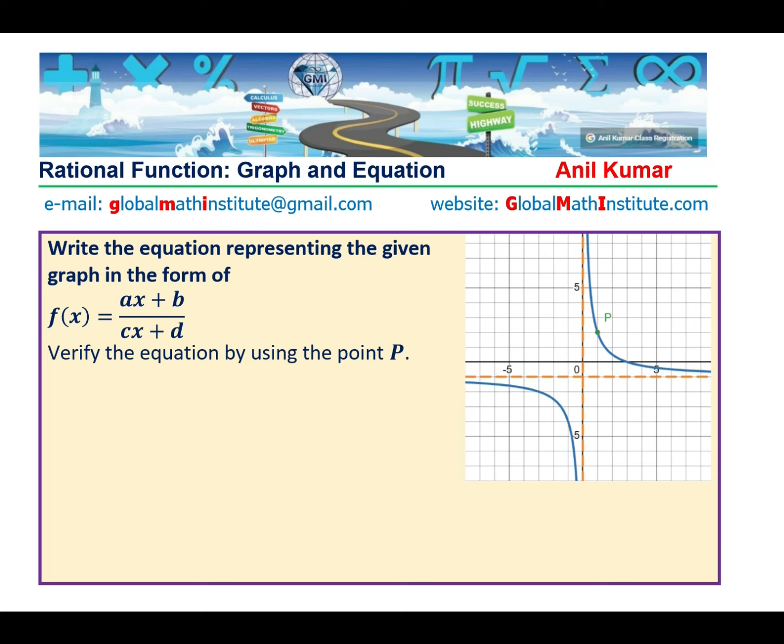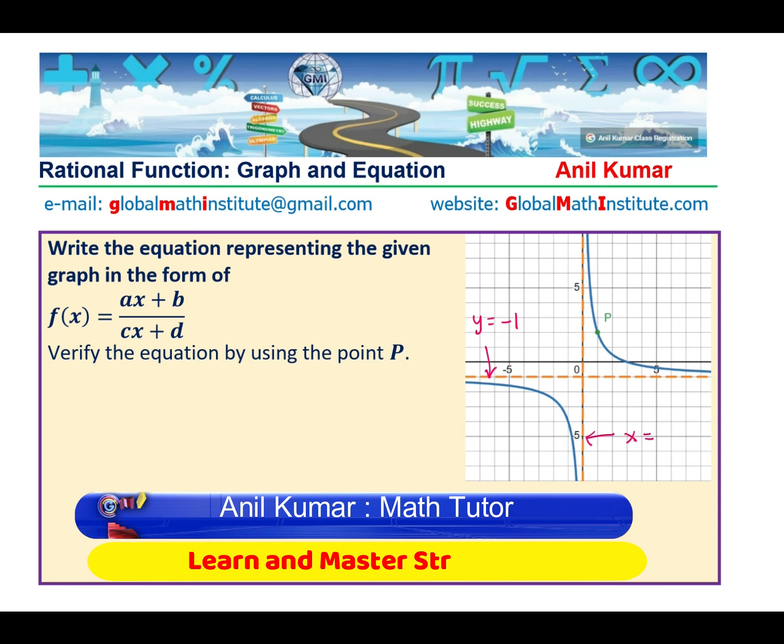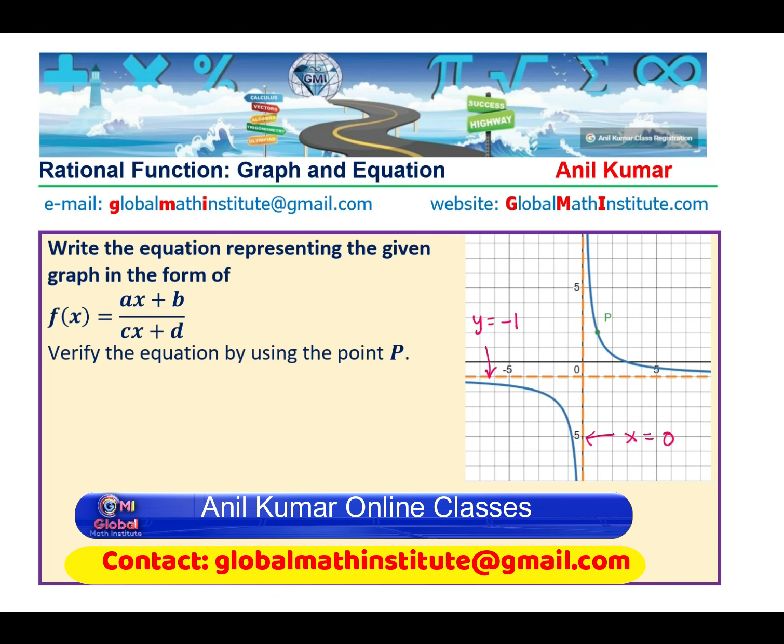So once again, we'll follow the same procedure. So we have a vertical asymptote here and the horizontal asymptote. We need to write their equations. Horizontal asymptote is y equals minus 1, and the vertical asymptote is x equals minus 1. Sorry, 0, right? x equals 0. So x equals 0 is your vertical asymptote.